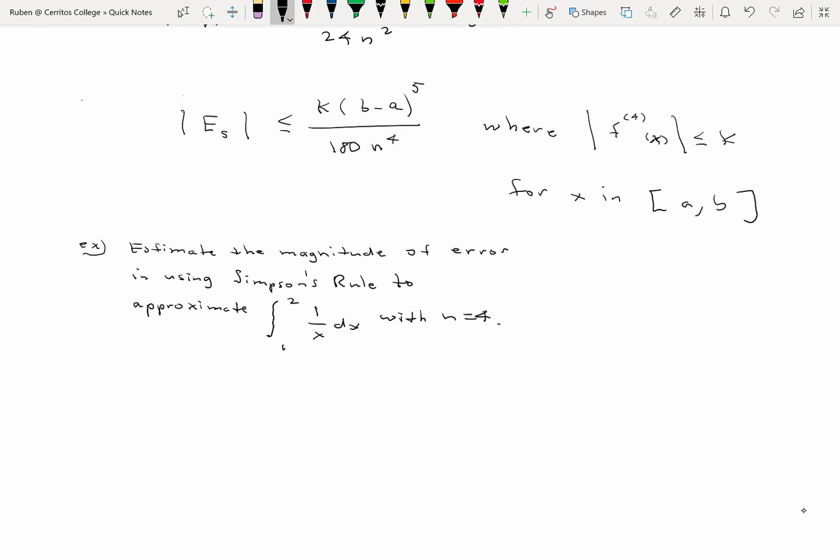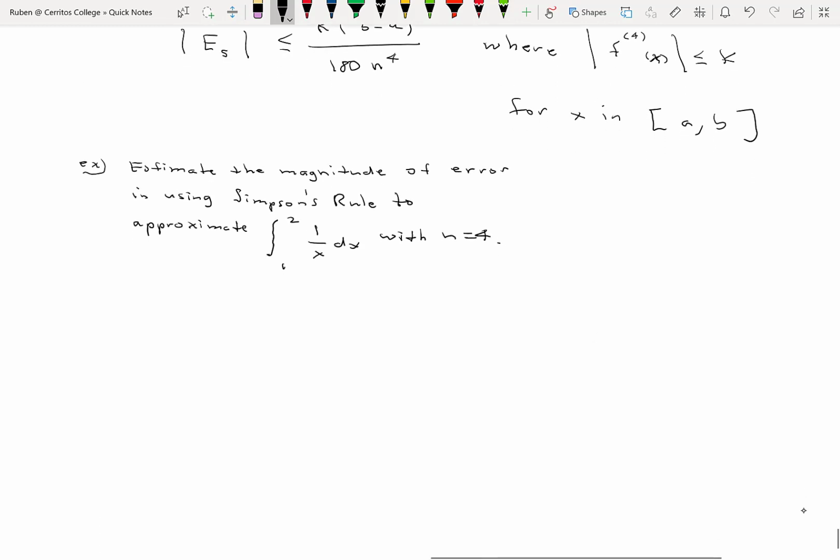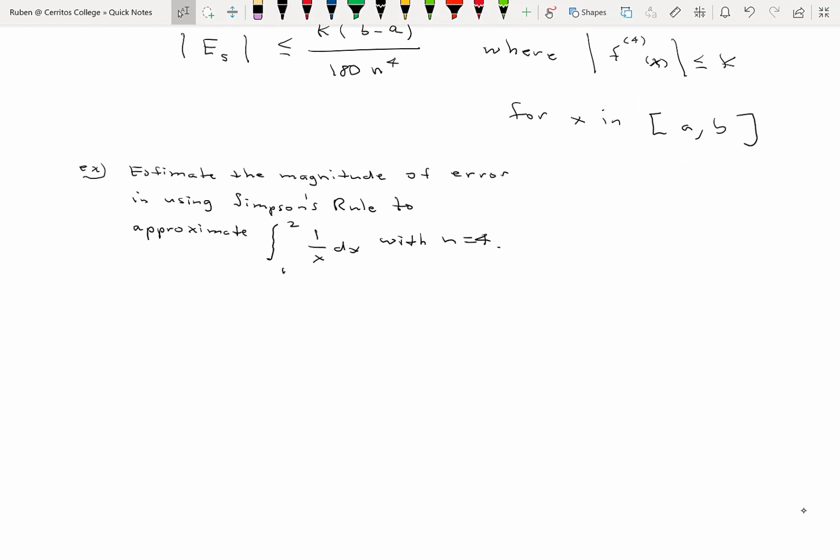Here's the statement of the problem. Estimate the magnitude of error in using Simpson's rule to approximate the same integral, the integral from 1 to 2 of 1 over x dx, with n equals 4. We've decreased n, and when you decrease the number of subintervals, generally you increase the error. We're decreasing n from 5 to 4 because we need an even number, and I came down one number just to make the point that Simpson's rule is so much more accurate that even when we come down in n, we still get better accuracy generally.